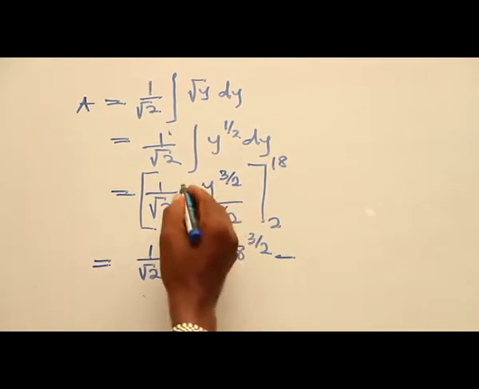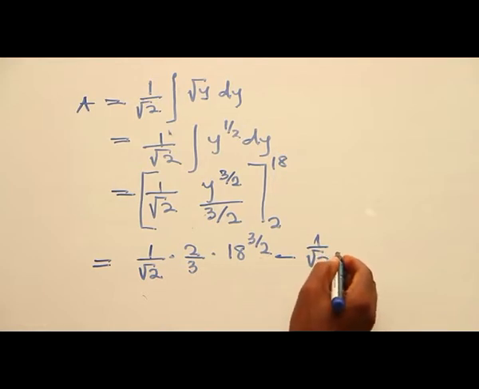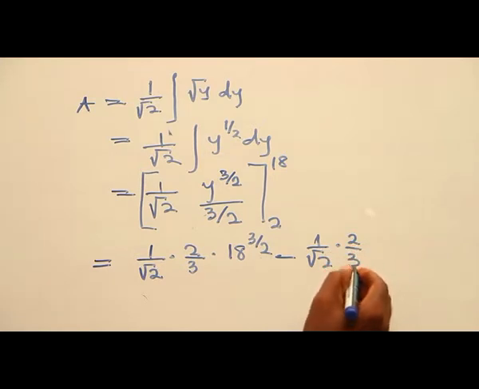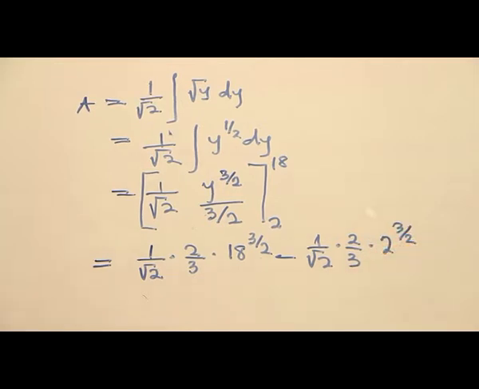Minus, do the same thing here. This is 1 over root 2, and then of course times 2 all over 3, and then also times 2 all raised to power 3 all over 2. So this is what we are going to simplify.